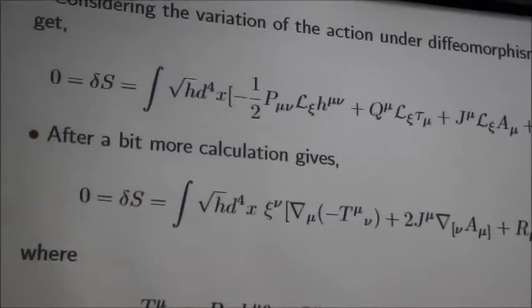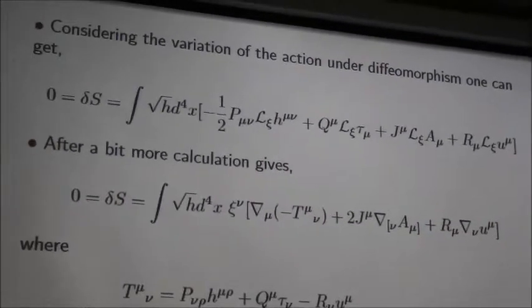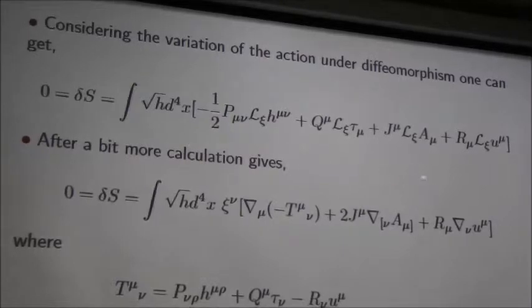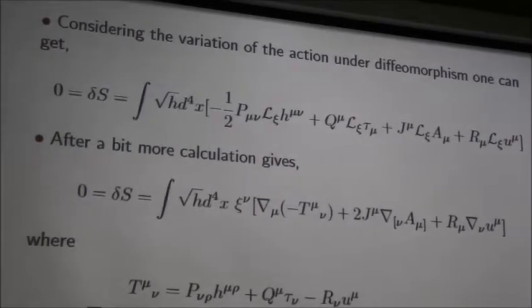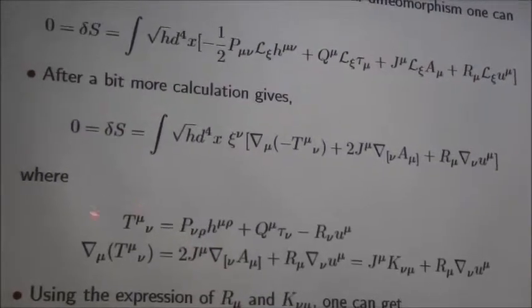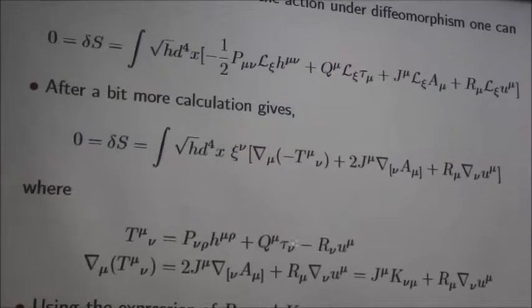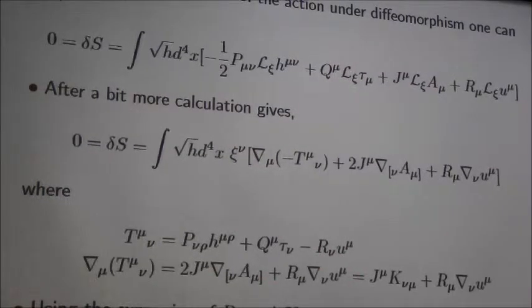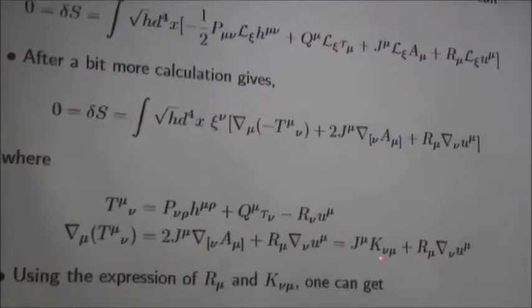So I am considering the diffeomorphism. Considering the variation of the action under the diffeomorphism, I can write that delta S will take this form. After a bit more calculation, to get the invariance of S, I have to demand that delta S will vanish, which implies that T mu nu will take up this kind of expression, and grad mu acting on T mu nu will take this form.